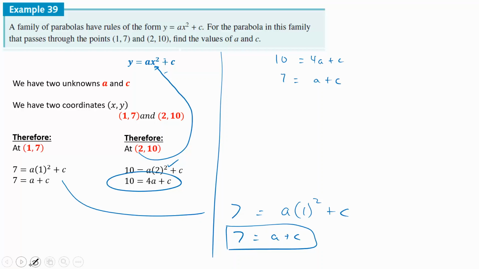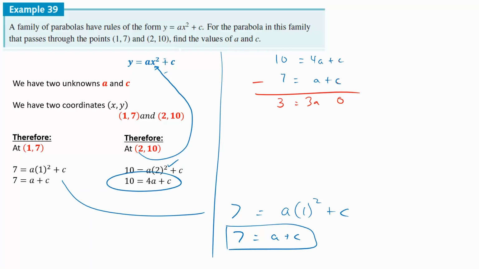But if you were to do it by hand, I like the elimination method. It's up to you which method you like. And right now I can see that's 1C, 1C. So if I just said take the top equation minus the second equation, C minus C will cancel out to be 0 C's. 4a take away a will give me 3a, and 10 take away 7 gives me 3.